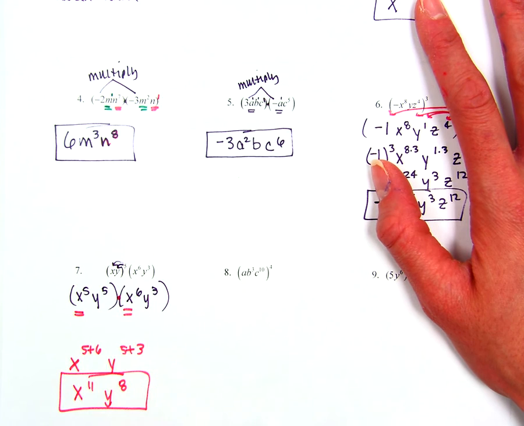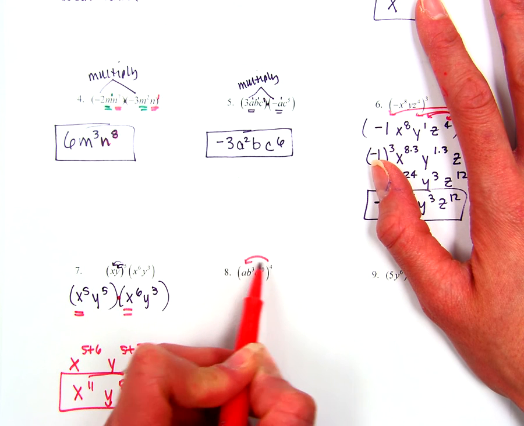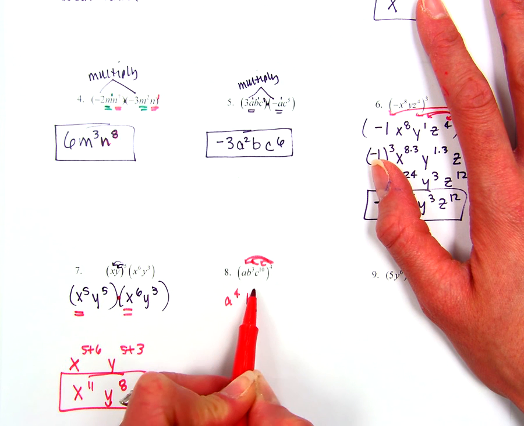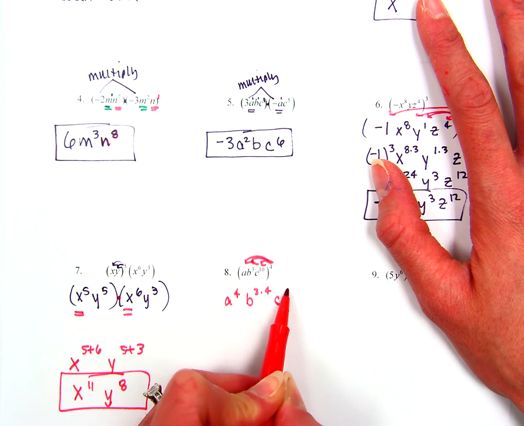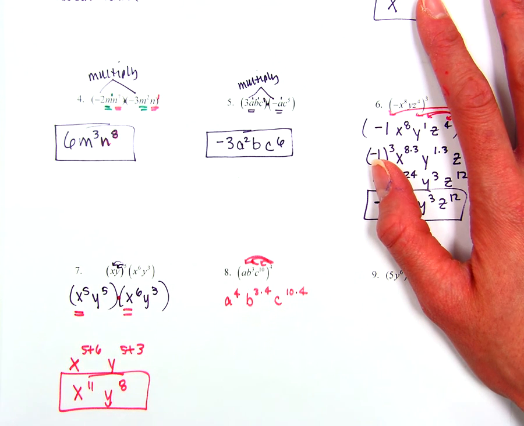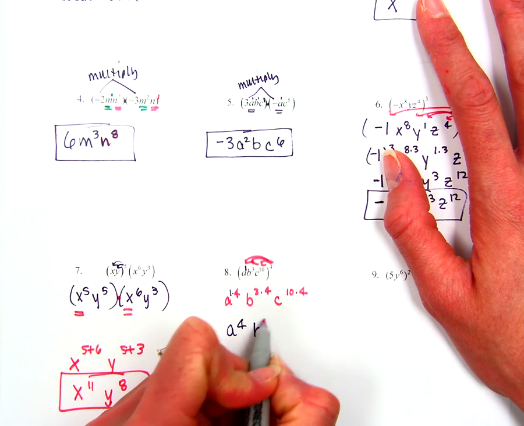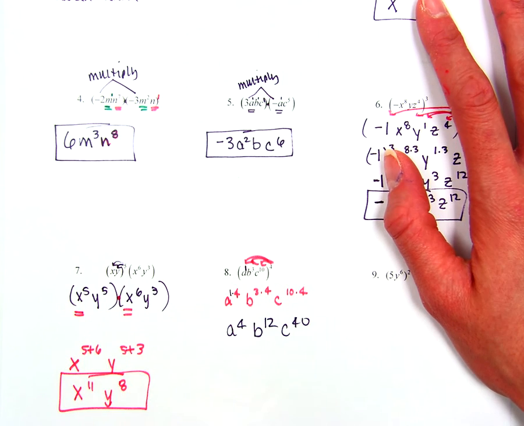For problem number 8, I'm distributing my 4 to everything. So I have a to the 4th, b to the 3 times 4, and c to the 10 times 4. If you want to write in this 1 here, you could call this a to the 1 times 4. So this is a to the 4th, b to the 12th, and c to the 40th.